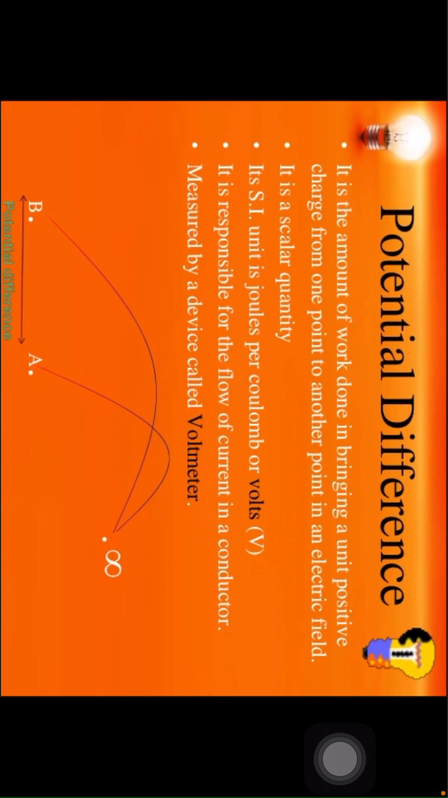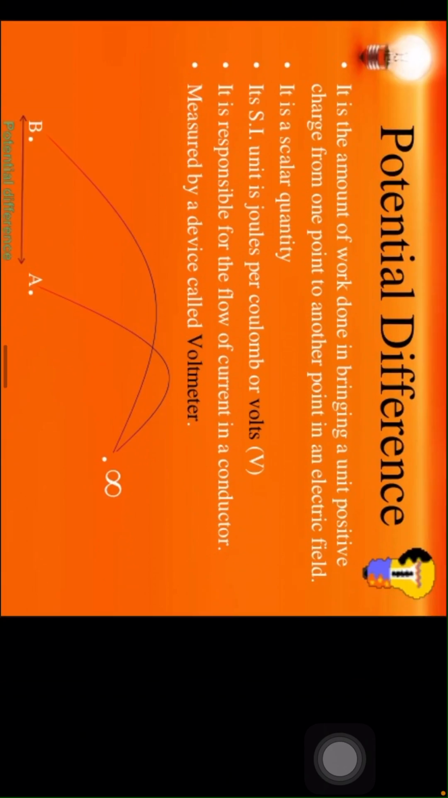Potential difference is the amount of work done in bringing a unit positive charge from one point to another point in an electric field. It is a scalar quantity. Its SI unit is joules per coulomb or volts. It is responsible for the flow of current in a conductor. It is measured by a device called voltmeter.